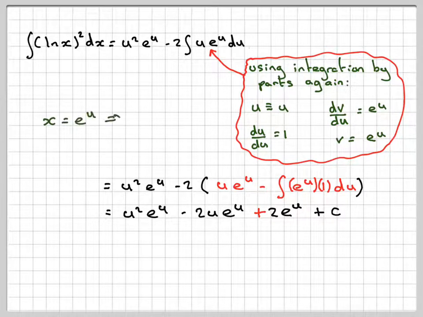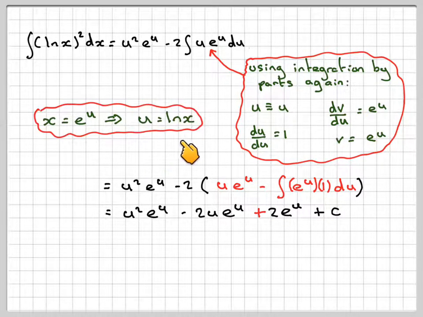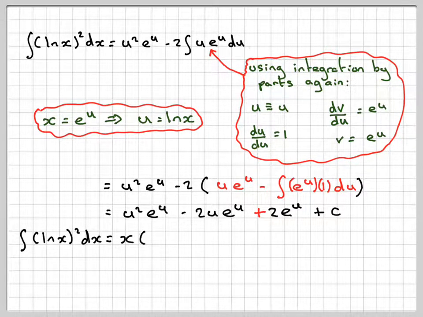Right, the substitution was x is equal to e to the u. That means u is equal to ln of x, applying that in reverse. So I'm going to replace e to the u first. So e to the u is x. So the integral is going to be equal to x times u squared, so (ln x)², minus 2x for the e to the u, and then u will be ln of x, plus 2 times x plus c.